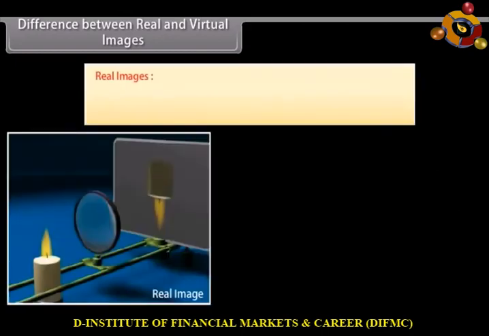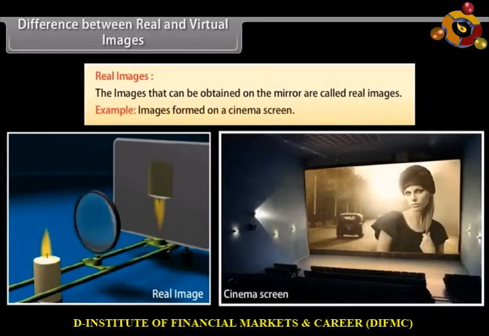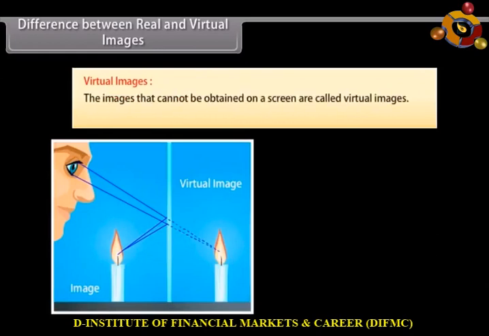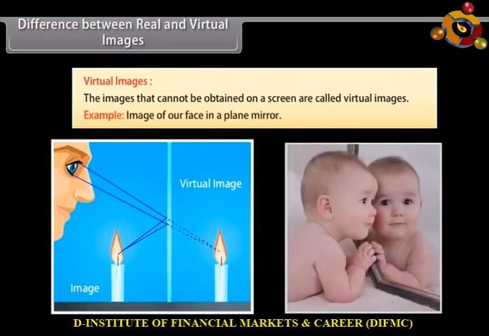Difference between real and virtual images. Real images: the images that can be obtained on a screen are called real images. Example: images formed on a cinema screen. It is formed by a concave mirror. Virtual images: the images that cannot be obtained on a screen are called virtual images. Example: image of our face in a plane mirror. It is formed by a concave lens.